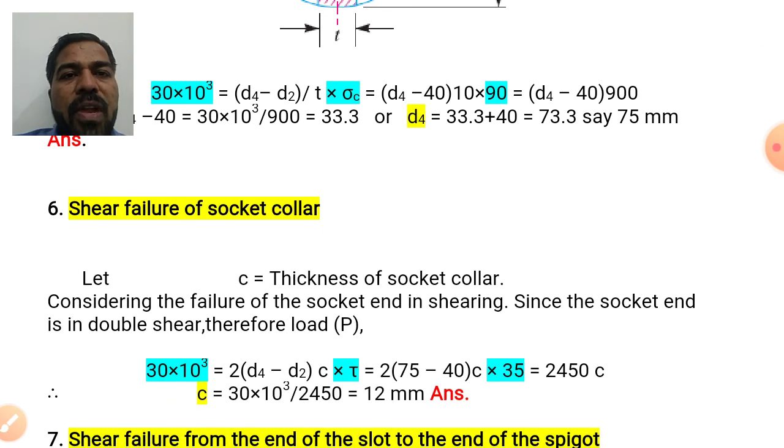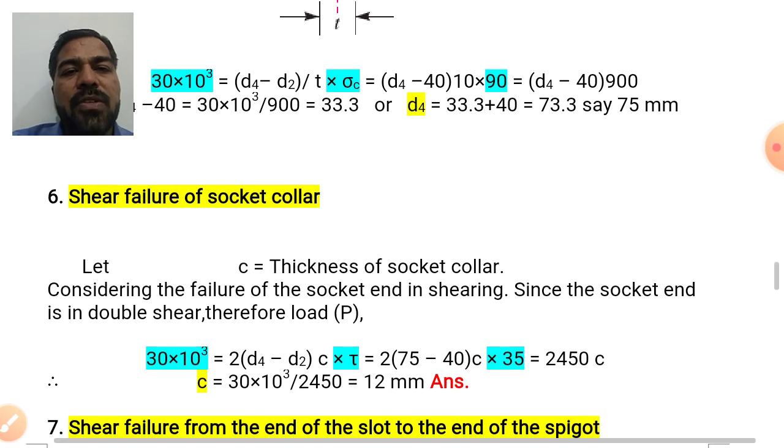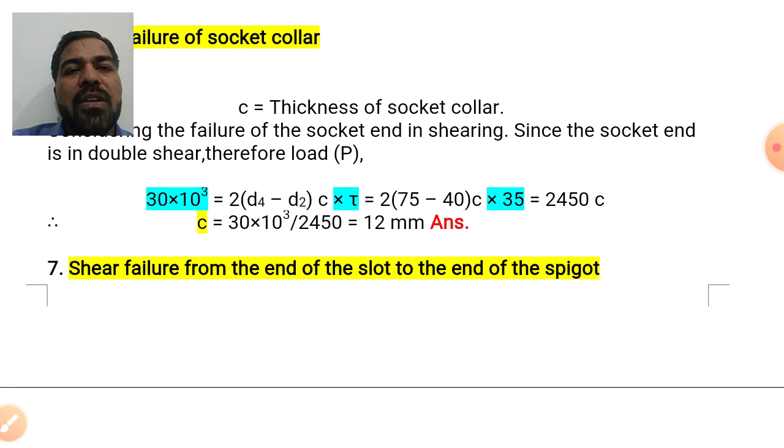Now shear failure of socket collar. Let C be the thickness of the socket collar. Consider the failure of socket end in shearing. Since the socket end is in double shear, therefore load P is equal to 30 into 10 the power 3 is equal to 2 (D4 minus D2) into C into tau. So here in this equation we will put the value of shear stress tau, diameter D2 and D4 value. After this we will obtain the value C is equal to 12 mm.